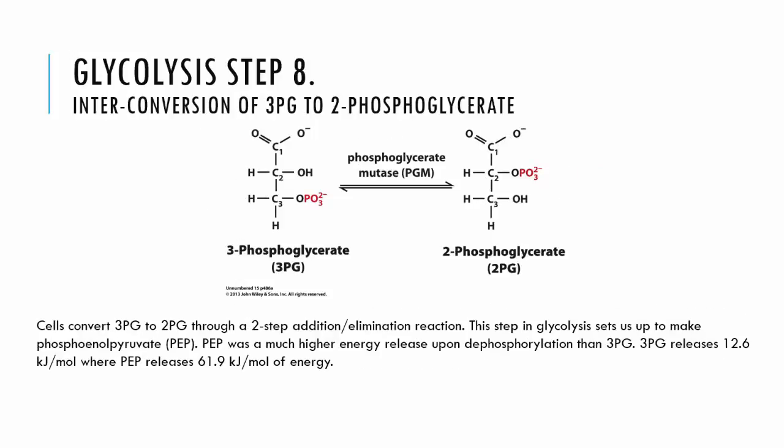In step 8, we have the freely reversible conversion of 3-phosphoglycerate to 2-phosphoglycerate using the enzyme phosphoglycerate mutase. This reaction occurs as a 2-step addition-elimination reaction and sets us up for the next step in glycolysis to make phosphoenolpyruvate, which has a much higher energy release upon dephosphorylation than 3-PG does. Dephosphorylation of 3-PG would only release about 12.6 kilojoules per mole of energy, whereas the dephosphorylation of PEP releases about 61.9 kilojoules per mole of energy.